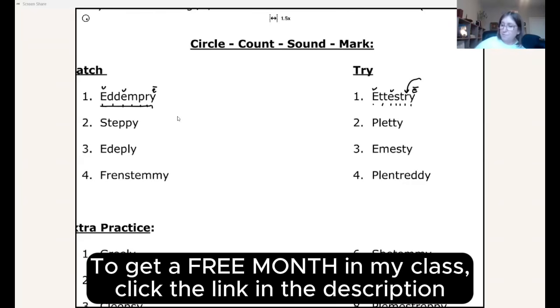All right, so this first E is going to say its short sound because of those two consonants after it. Same with this one, two consonants after it. Those are both short. Y at the end of a longer word usually says E. That's the long E sound. So our sounds are t, s, t, e. Attestry. Make sure, my friends, I want you to really focus on that R sound.